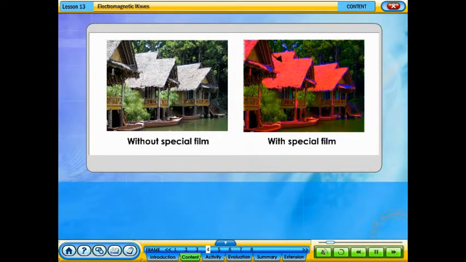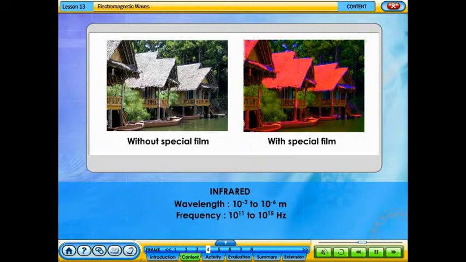This image was taken with a special film that can detect heat. Infrared. The infrared wave lies between the visible light and microwave regions of the electromagnetic spectrum. Infrared waves have wavelengths of 10 to the power of -3 to 10 to the power of -6 meters and a frequency of 10 to the power of 11 to 10 to the power of 15 Hertz.